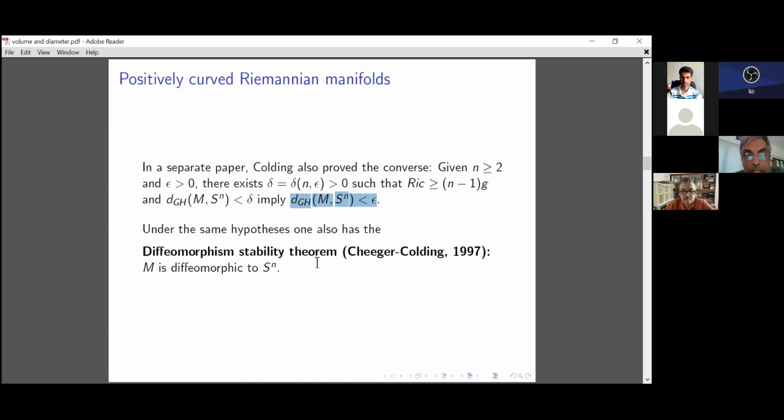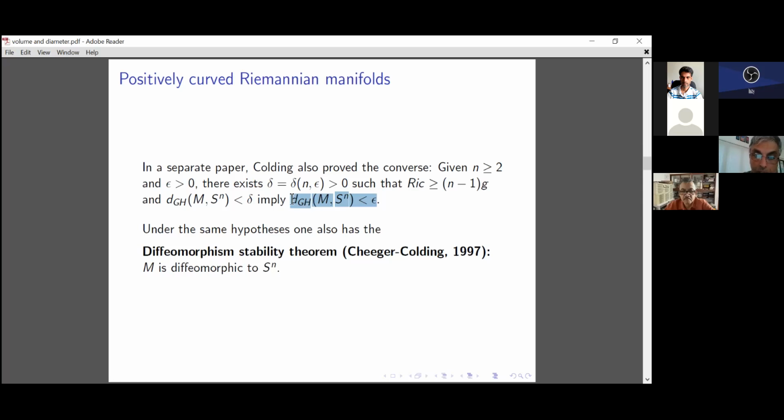Hopf fibration S3 over S2, and by shrinking the fibers, one can maintain the Ricci curvature bound, but the Gromov-Hausdorff limit of S3 with this fiber shrinking will actually be S2, the round metric on S2. So one can't even conclude that the limiting manifold will have the same dimension. This at least fails.